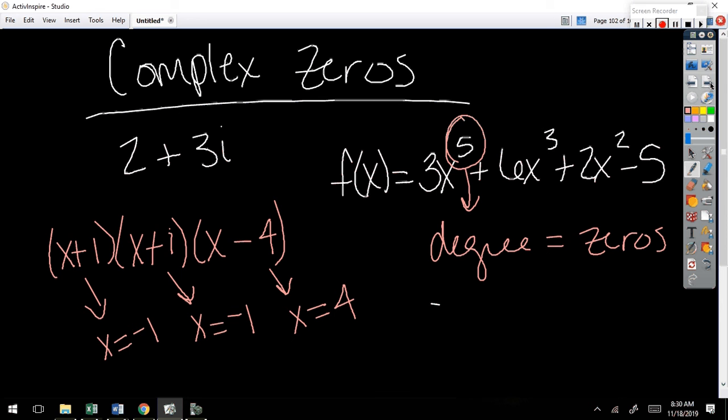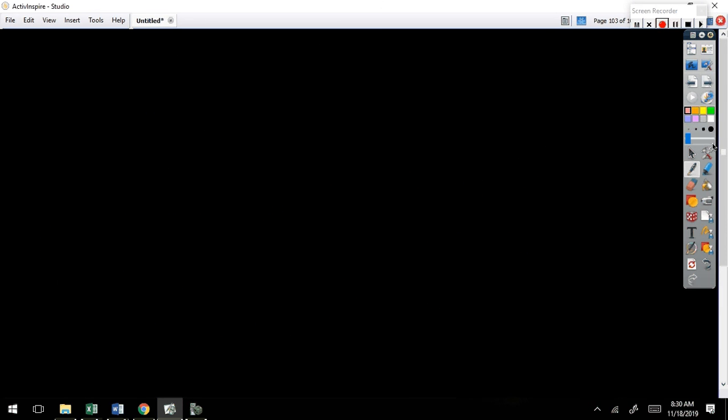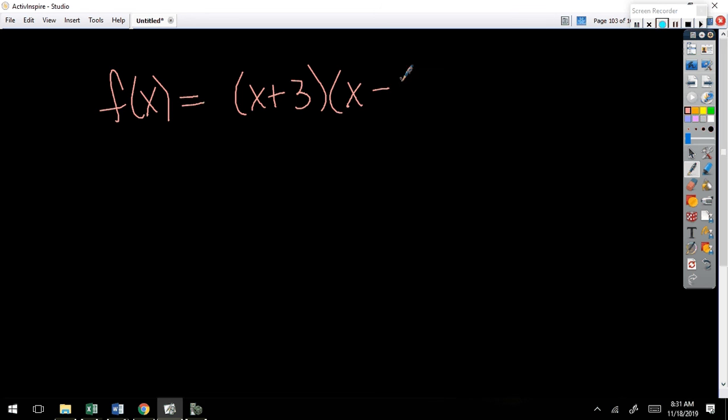Let's just look at this example. How many zeros does this function have? 3. How do I know that this has 3 zeros?